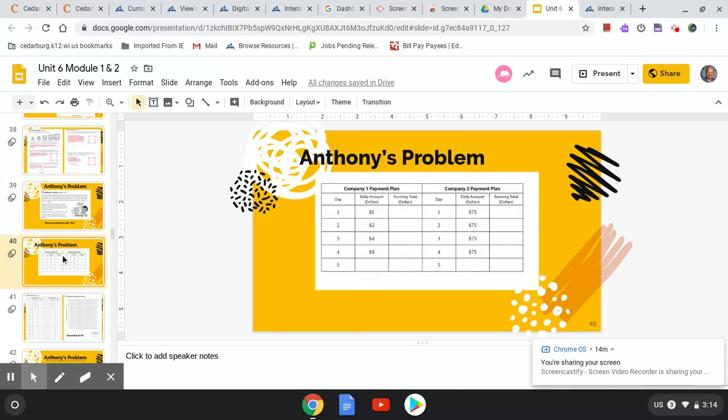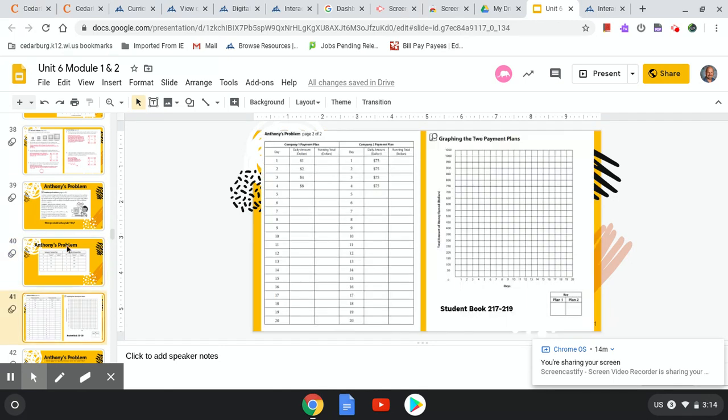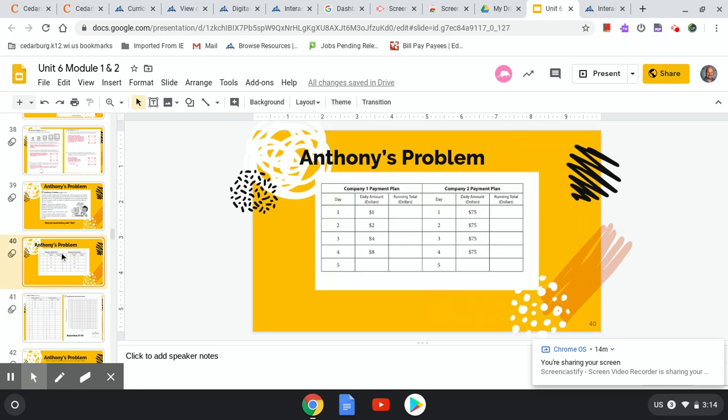All right, so now we're going to look at Anthony's problem. This is going to be the beginning of your student book on page 217. So if you want to go ahead and start this with me, and then you can finish the rest of this on your own. But let's go ahead and look at how this is going to work.